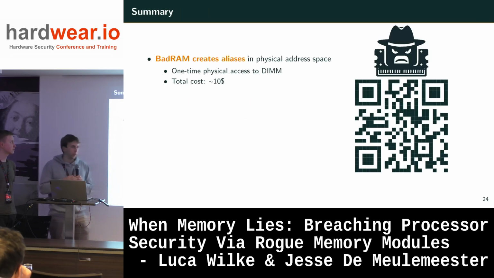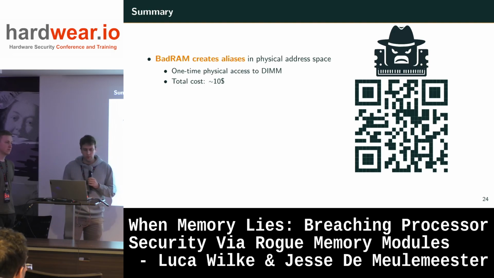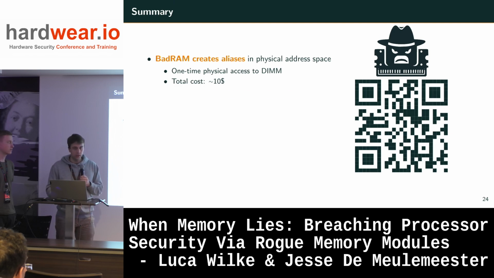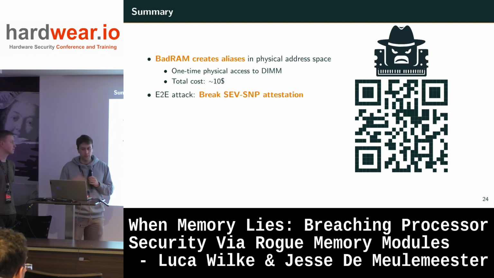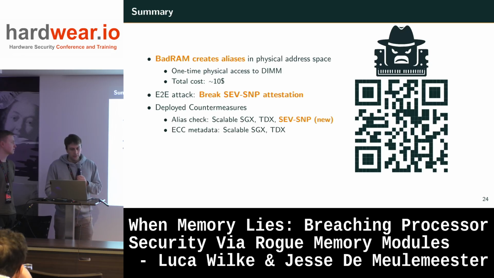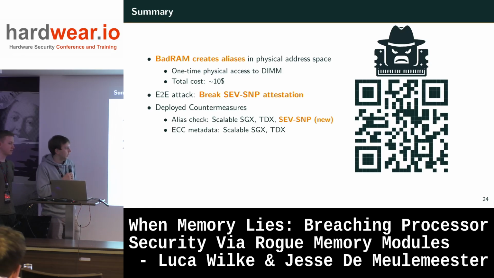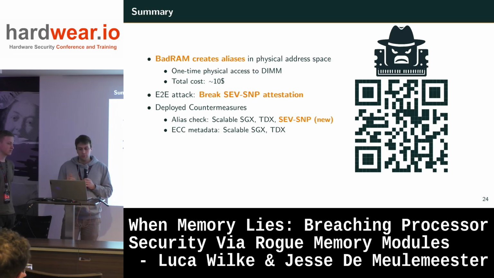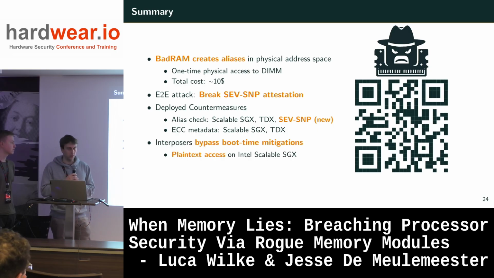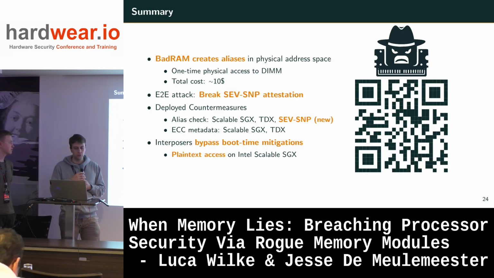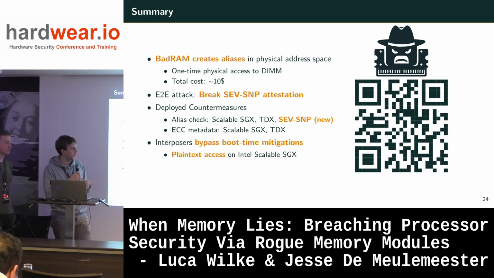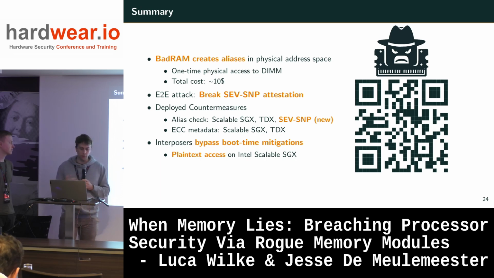So to summarize, BadRAM creates physical memory aliases that can bypass these hardware-enforced access control schemes at a cost of only about $10. This can completely compromise AMD SEV's attestation. Based on our disclosure, AMD has implemented countermeasures, and we also see that Intel has deployed countermeasures to prevent this. But these countermeasures come with drawbacks in that they're only performed once at boot, which allows more dynamic interposer-based attacks to bypass these. And this allows us to reproduce the AMD SEV attack and completely break Intel's scalable SGX.